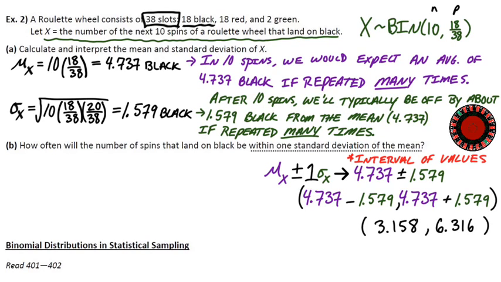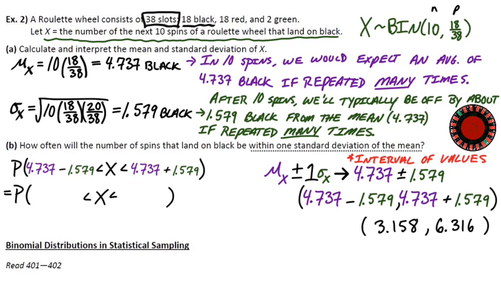So really we're asking, what's the probability that x is on this interval? And how did we get the interval? We took the mean and we added the standard deviation for the upper bound, and for the lower bound, we subtracted the standard deviation. What's the probability that x, which is the number of spins, is within one standard deviation of the mean? So what's the probability that x is between 3.158 and 6.316?